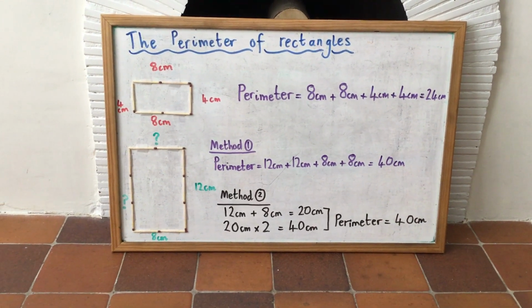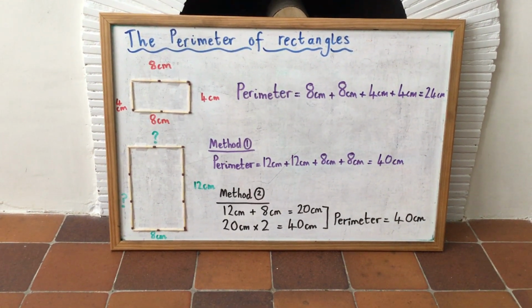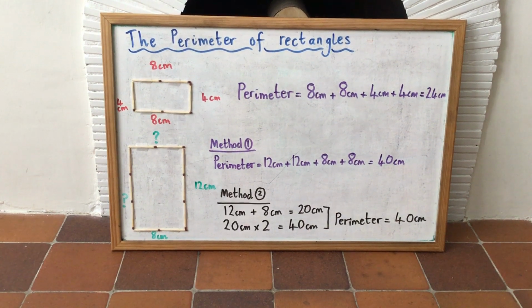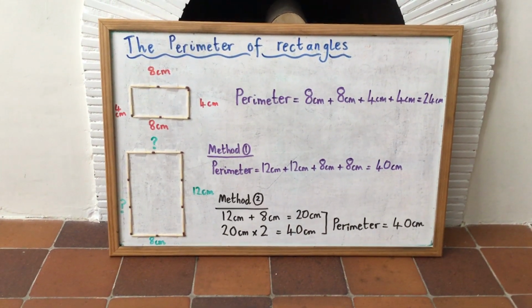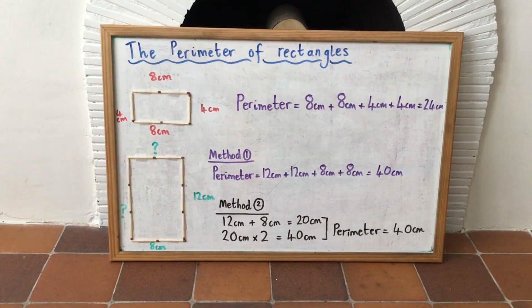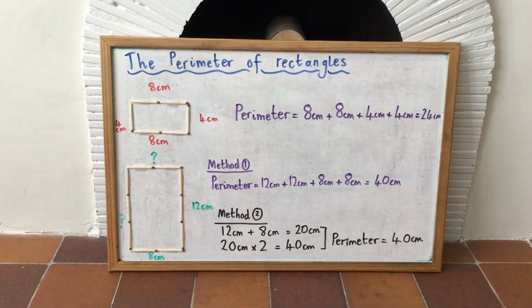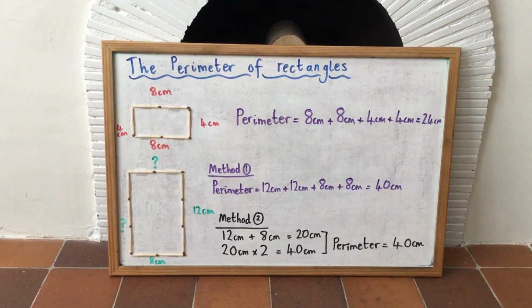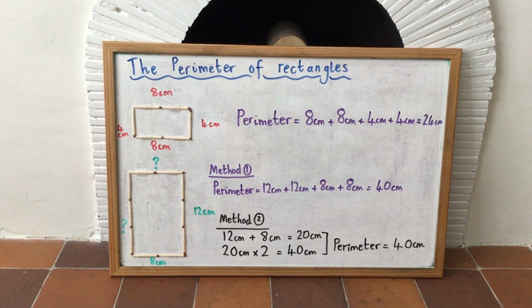And that's the same with the horizontal length. We've been given a measurement for the bottom horizontal length, that's 8 centimetres, but we haven't been given a measurement for the top horizontal length. Now, it should be very easy to work out what those missing measurements are.